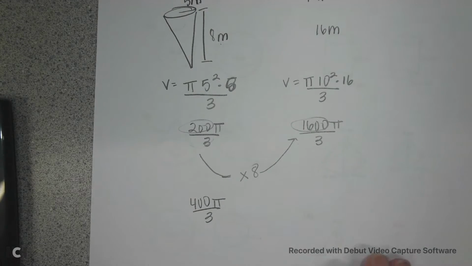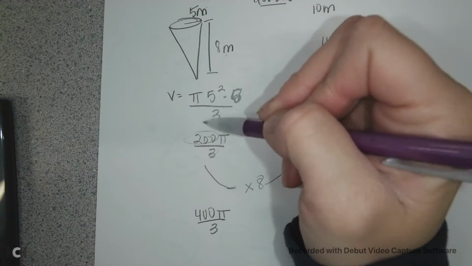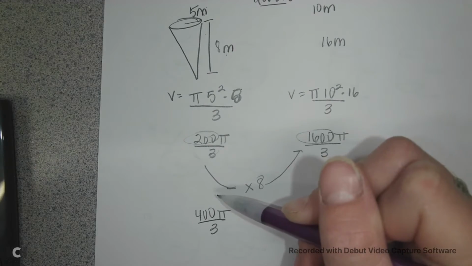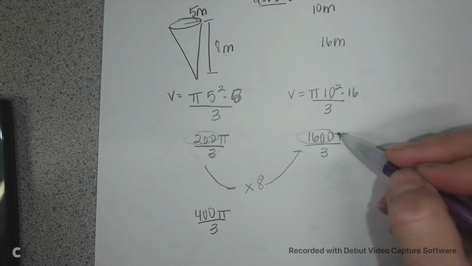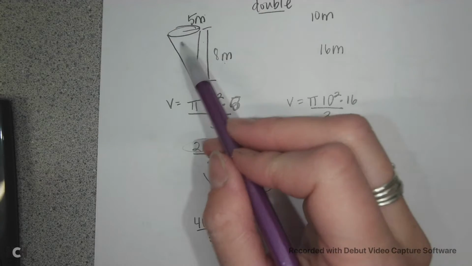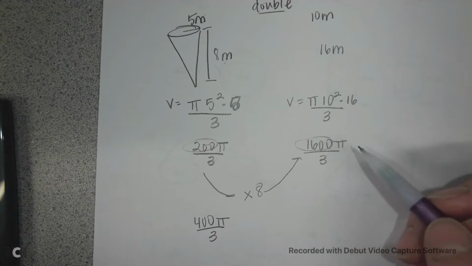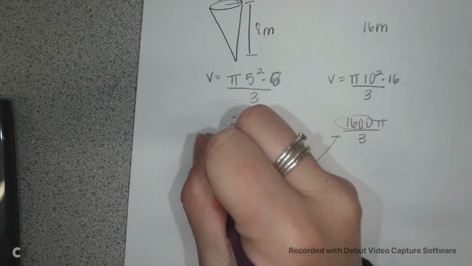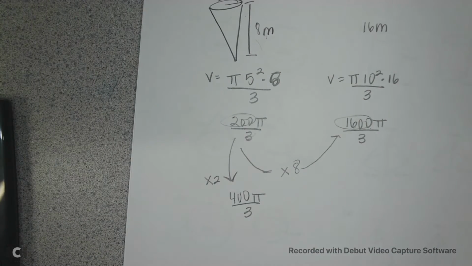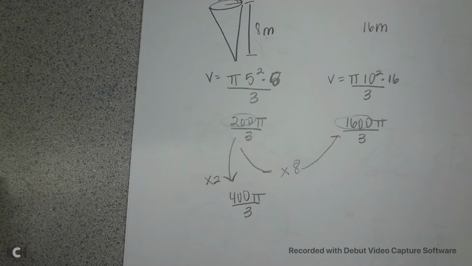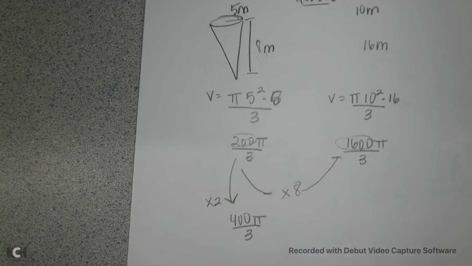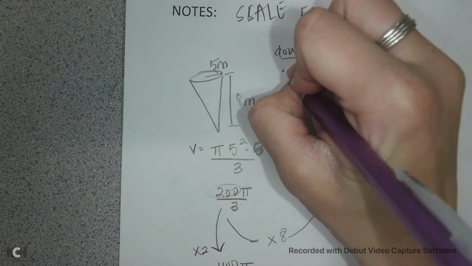Alright. So I want to go from this to this. So there's a big difference, right? I can't just double numbers and expect my volume to double because it's not going to happen. Okay, so this is times 2 and this is times 8. So here's the thing that is happening. What's really happening is this scale factor of double is times 2, right?